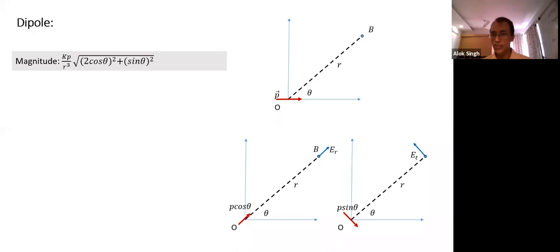of r and theta, and we arrived at a formula for the field at point B. How did we arrive at this formula at point B? A quick way: we resolve this dipole moment into two components. One component we can call the radial component, and the other we can call the perpendicular component.